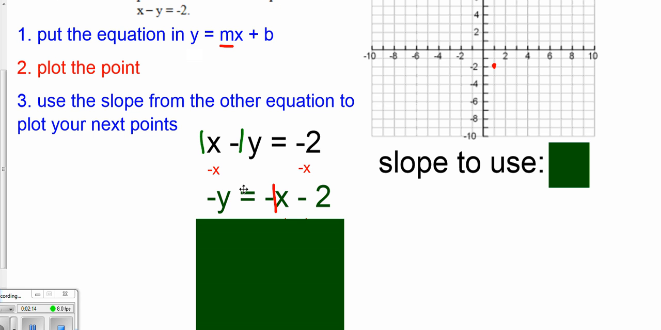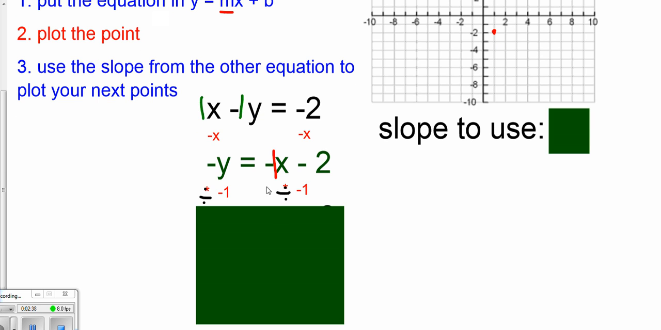So to get y alone, we're going to multiply each side by negative 1. Now, if you don't want to think of it that way, because this is like times a negative 1, you can think of it as divide by negative 1. It actually does the same exact thing. Multiplying by negative 1 and dividing by negative 1 mean the same exact thing.